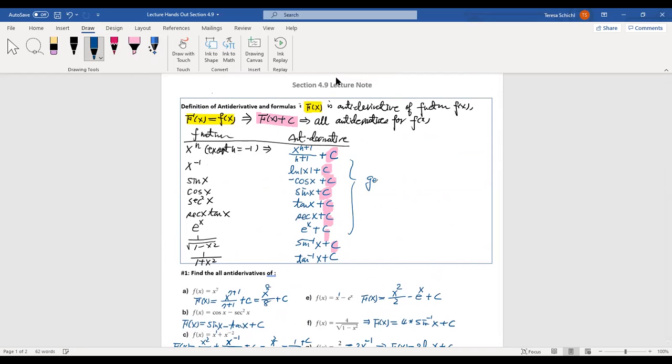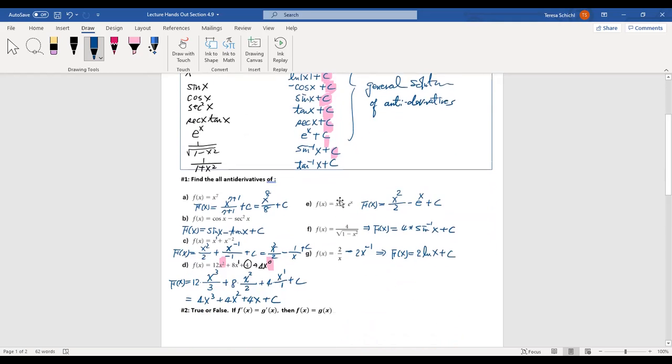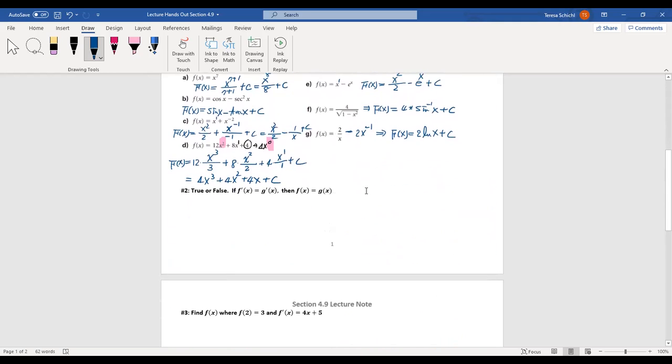The general solution of the antiderivative. That means you can have many, because you can change the c. Because when you take the derivative back, the c will be what? Will be zero, right?